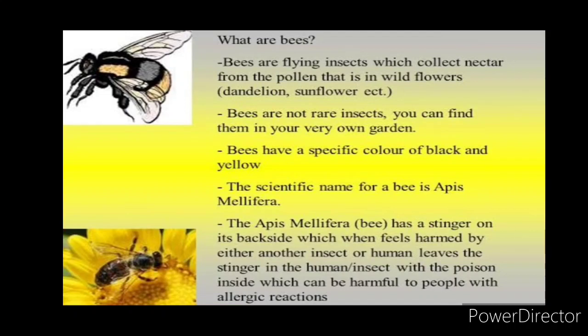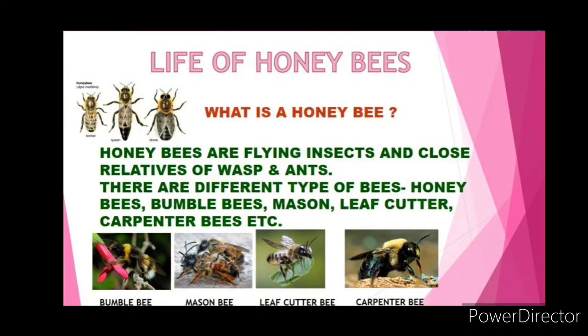So these are a few of the facts. There are lots of things on honeybees. A few of the facts I have shared with you. Next, the life of honeybees. So what is a honeybee? Honeybees are flying insects and close relatives of wasps and ants. Okay, like the ants and wasps, they are also insects. Honeybees also are flying insects.